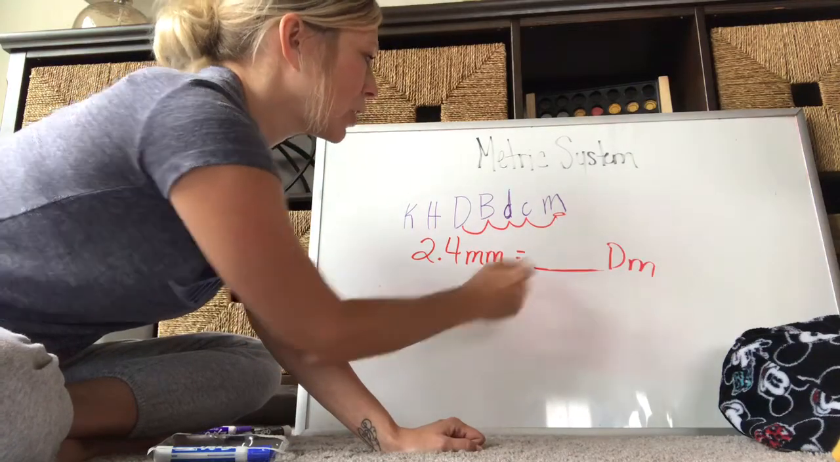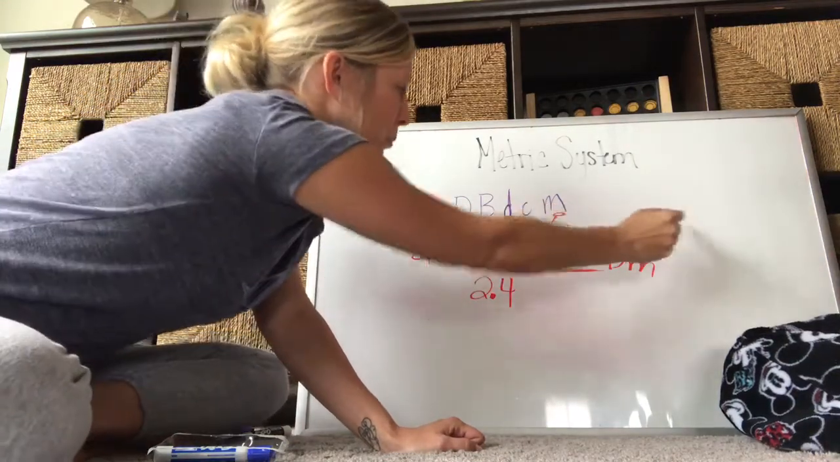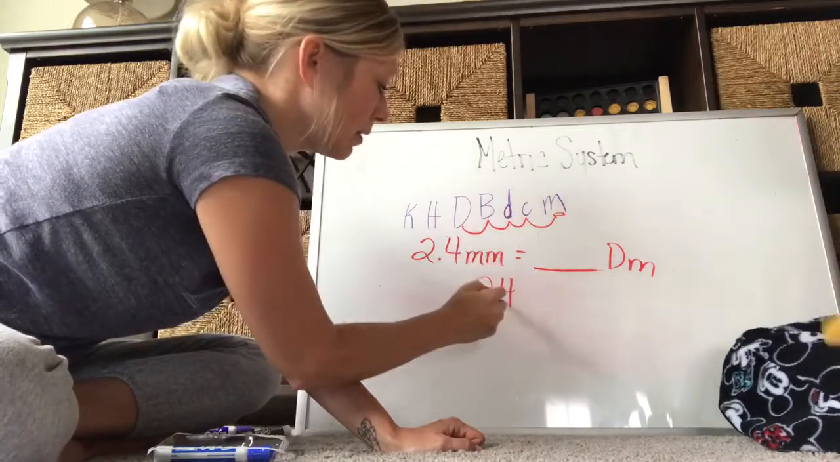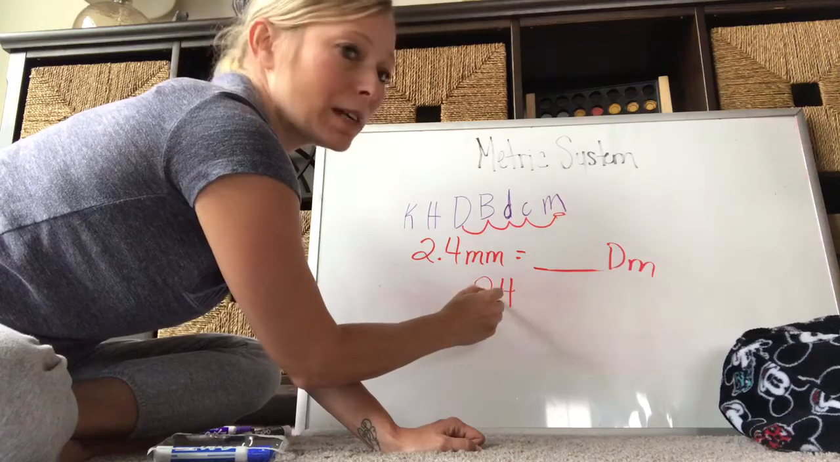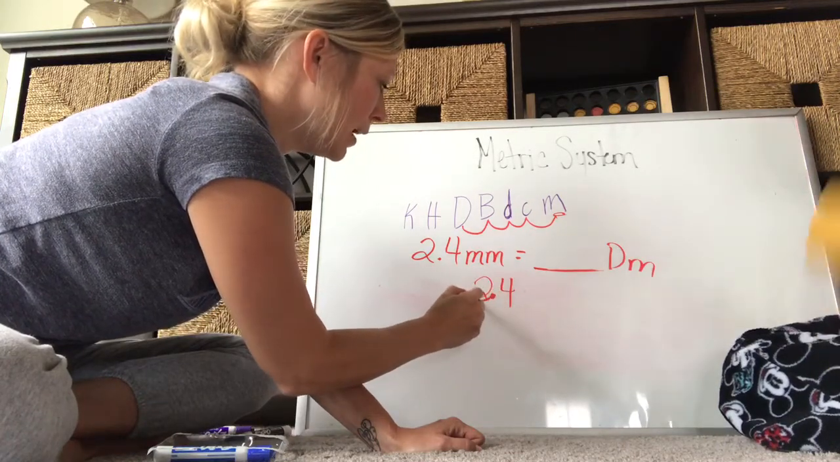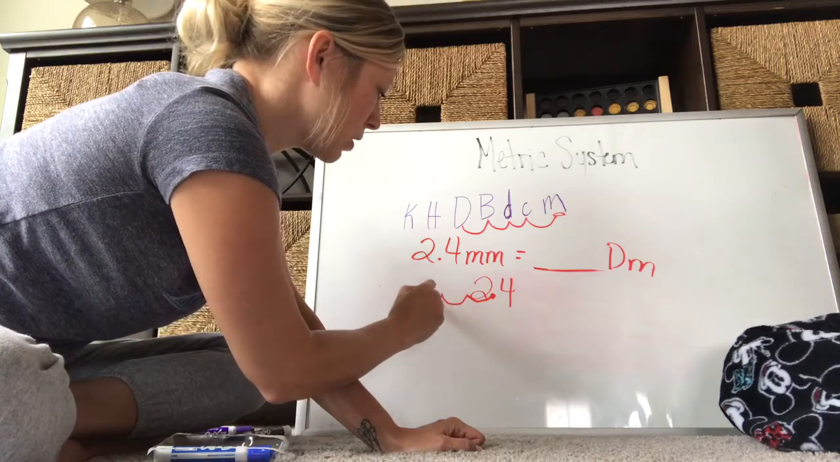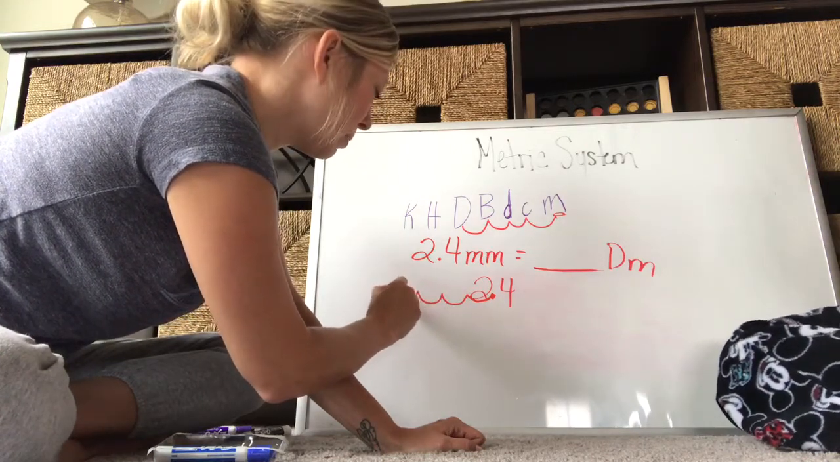Rachel, am I going to go to the left or move to the right? To the left. I'm going to go left because that's what I did up here. So I'm going to hop left four times. One place value, two place values, three place values, four place values.